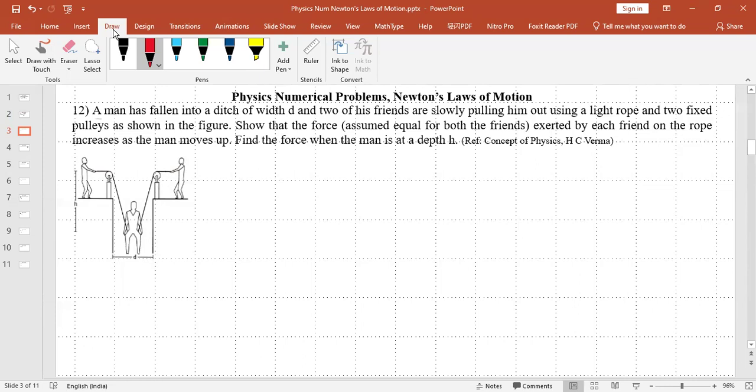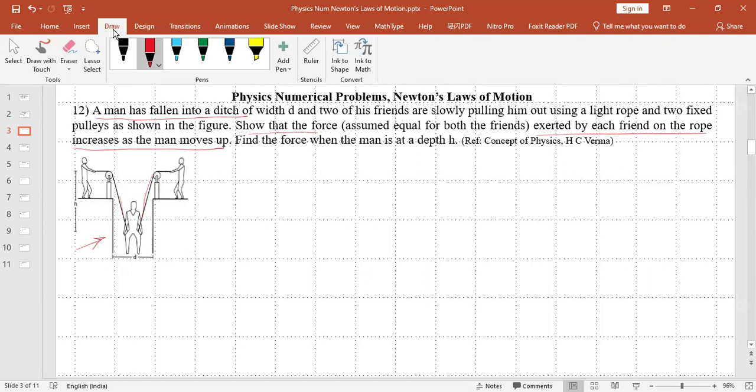This problem says a man has fallen into a ditch, like it is shown here, and two of his friends are trying to pull him out with the help of a pulley. This is the pulley. Show that the force exerted by each friend on the rope increases as the man goes up. That is, as the man is lifted up, the force exerted by each of his friends is more and more. Then there is the second part of the question, which we shall see later on.